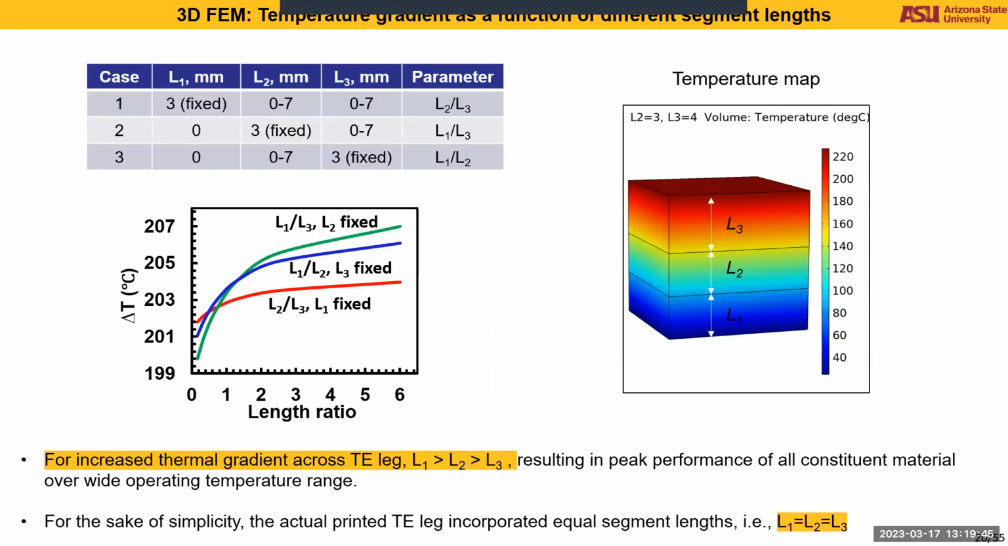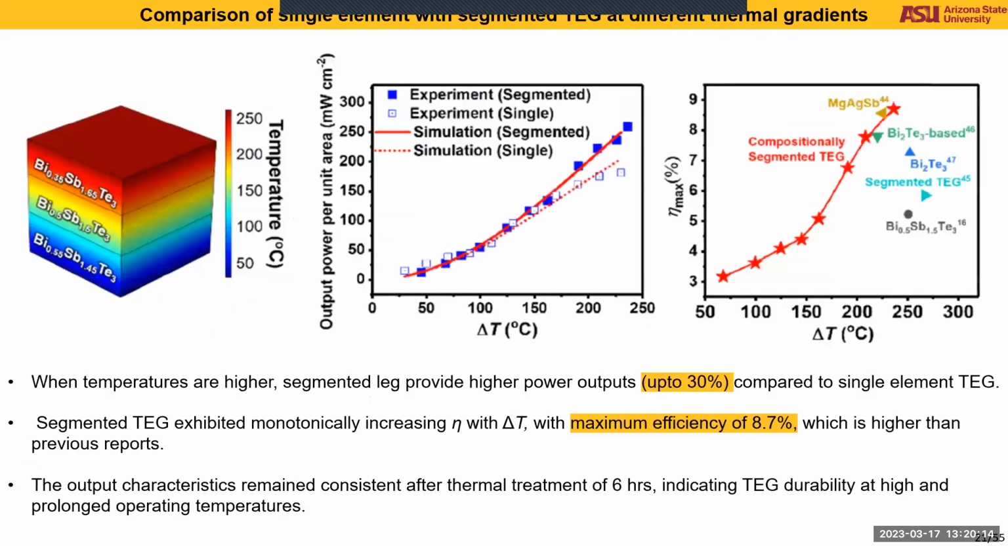So for that, we performed parametric analysis, and in each case, we fixed the length of one segment and changed the ratio of the other two segments. And we found out that the length of the first segment should be greater than the second segment, and the length of the second segment should be greater than the length of the third segment. However, due to printing limitations and for the sake of simplicity, they ended up printing the TE leg with the same length for each segment.